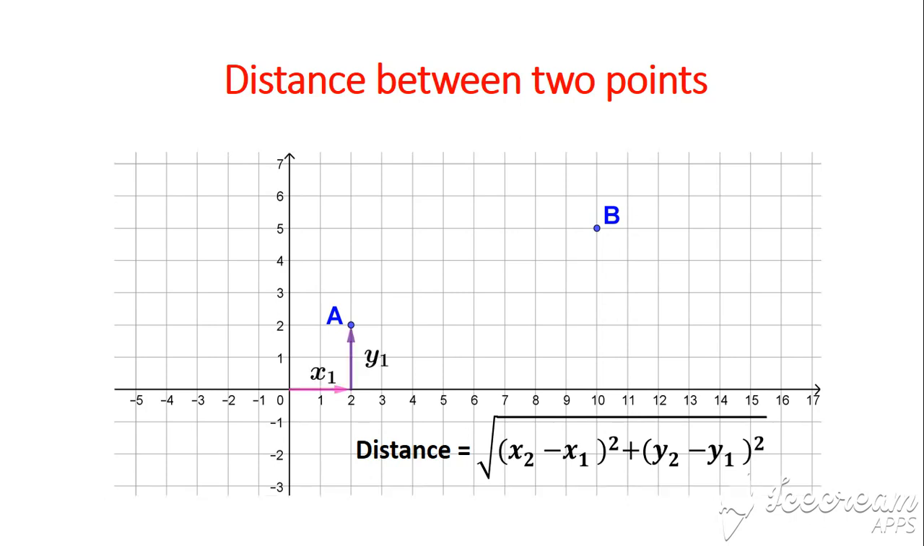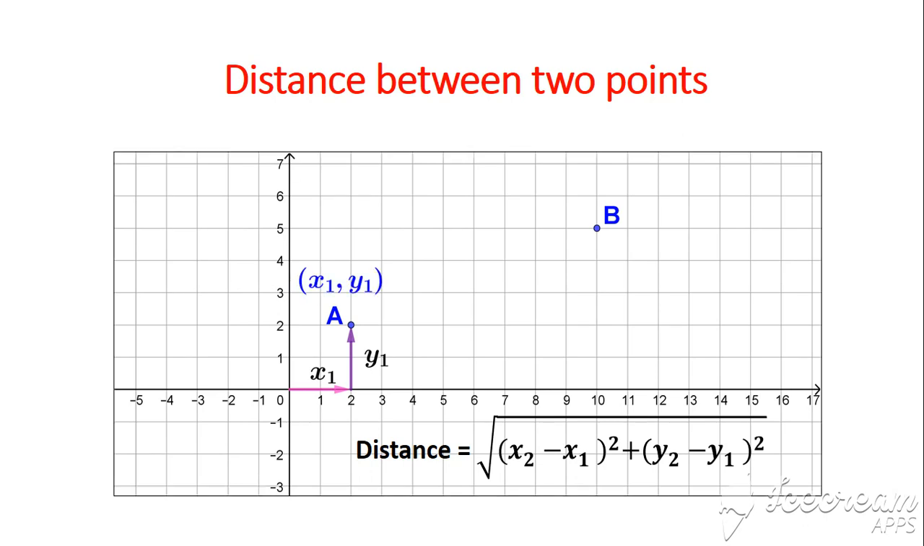We've got point A, which is across in the x direction and up and down in the y direction. So we're going to call this the coordinate x1, y1. Now we've got a second point, point B, which is across in the x direction and up and down in the y direction, and we're going to say this has the coordinate x2, y2. And we're going to use x1, y1, x2 and y2 to work out the distance between these points.